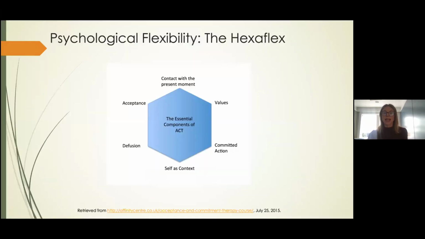This is the ACT hexaflex, and the overarching goal in ACT is psychological flexibility, which is essentially the idea of opening up as many routes to get to where you want to go. Oftentimes, we or our clients come to us because they're stuck trying to make one path work, either because it's worked in the past, or it seems the most obvious, or it's the most comfortable. But they're finding that this path is not working for this situation.